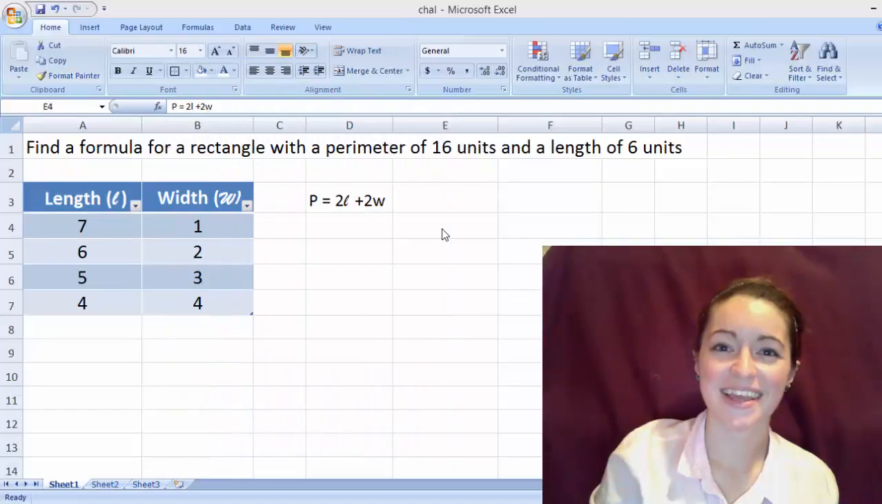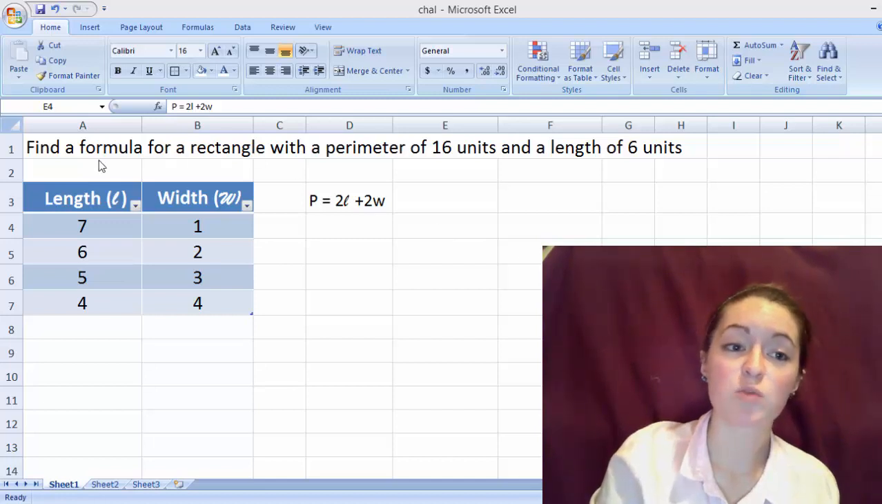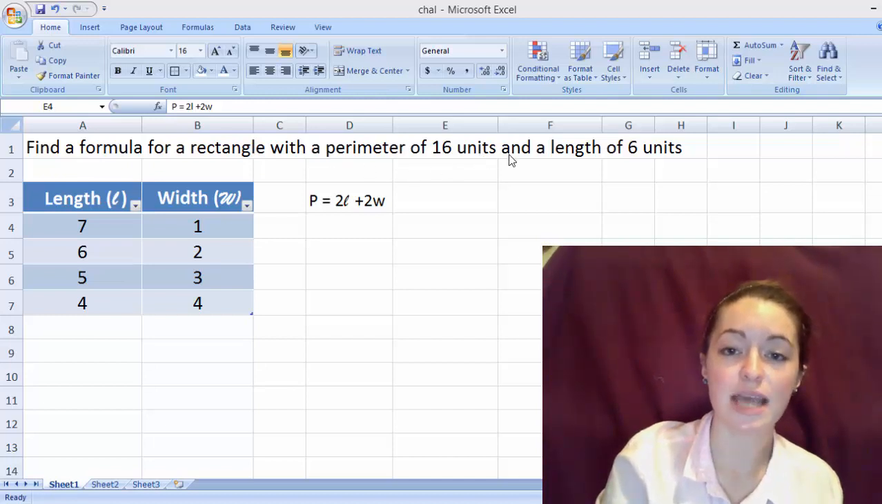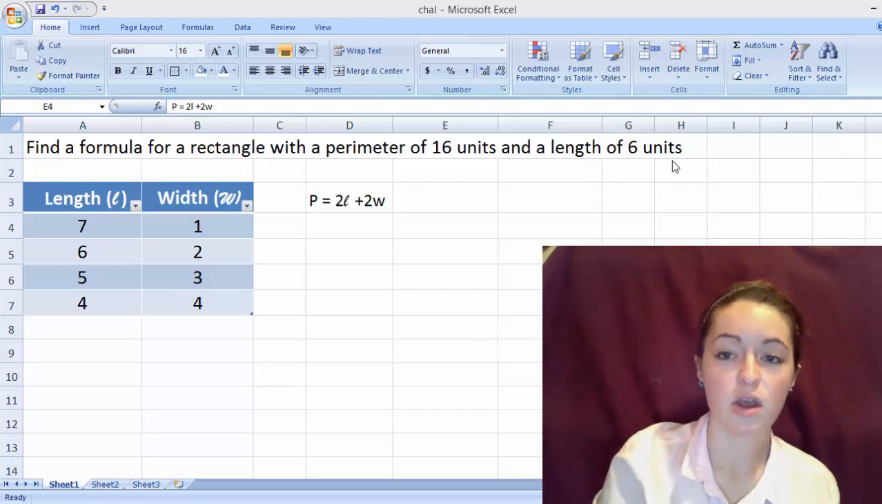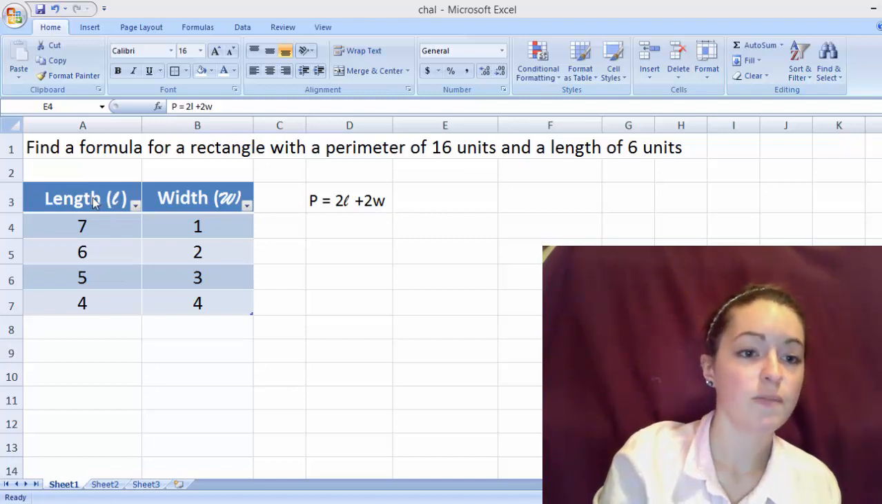So let's talk a little bit more about perimeter and see if we can use tables to create formulas. Alright guys, I'm in an Excel spreadsheet and we're going to answer this prompt together. Read along with me. Find a formula for a rectangle with a perimeter of 16 units and a length of 6 units. So we have our chart over here with length and width. Length of 7, width of 1; 6, 2; 5, 3; 4, and 4.